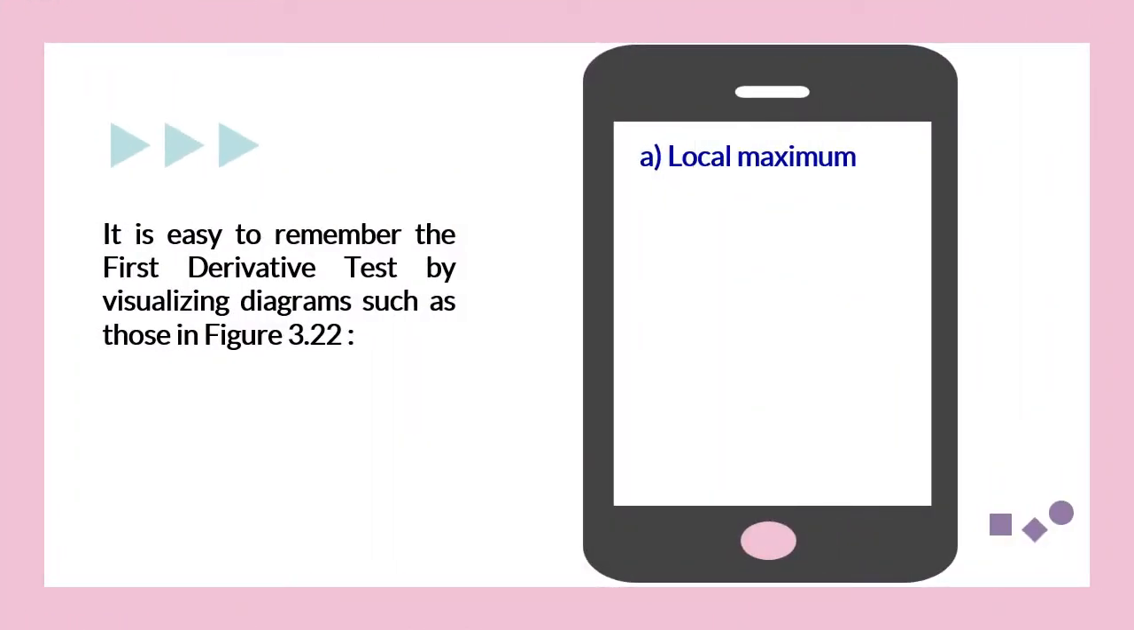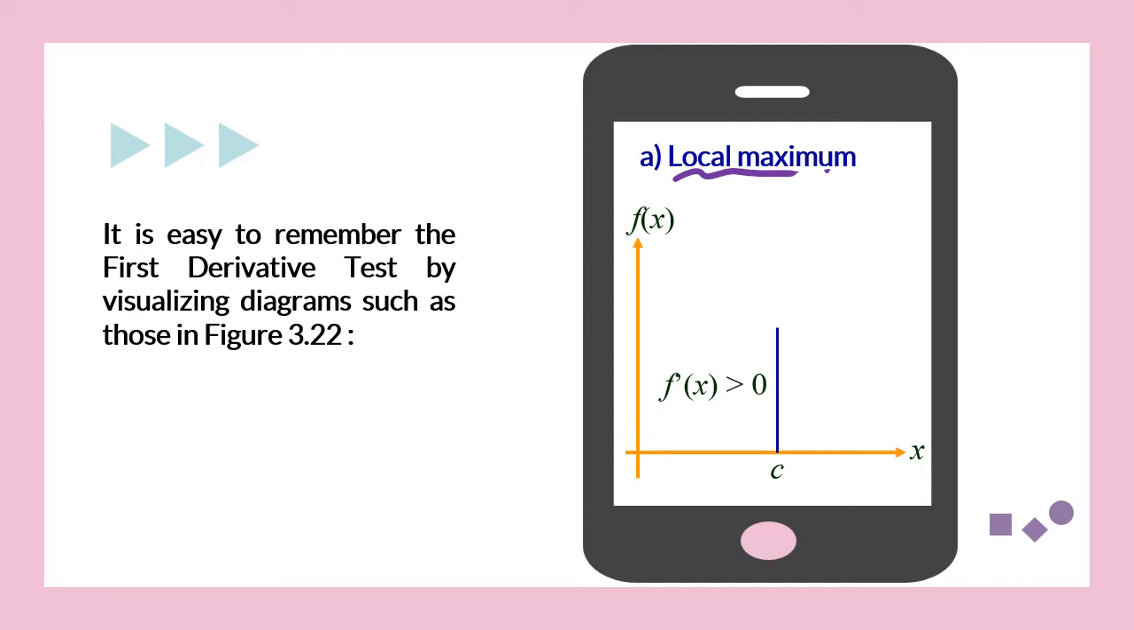So let's see the first derivative test by visualizing the diagrams such as in figure 3.22. To look at the local maximum, so let's say this is our graph with c the critical point. So we know that f prime x before c is positive, right? So if positive, what it means? So f prime x is actually the derivative, right? So we mean the derivative of a function is actually the gradient of the function.